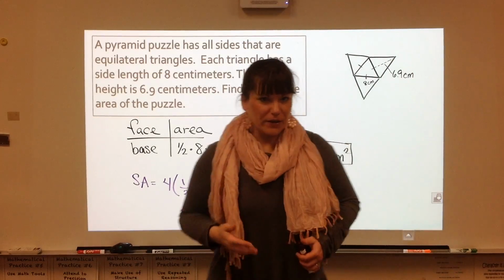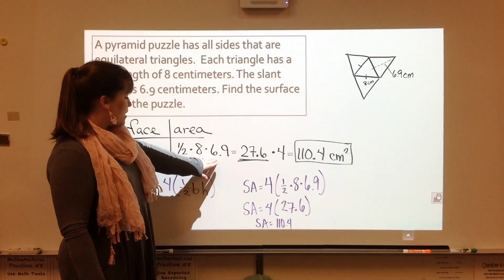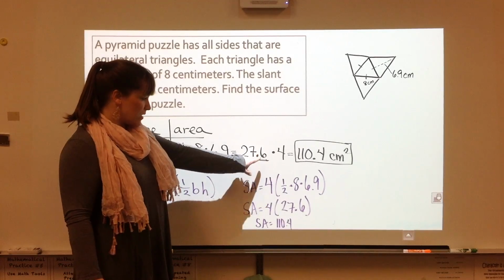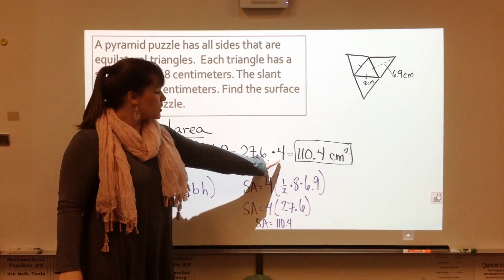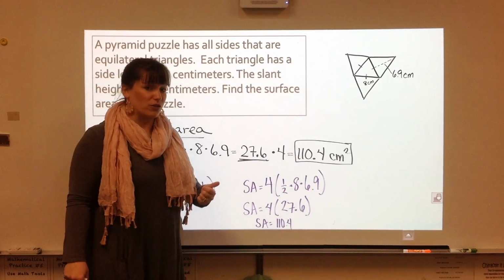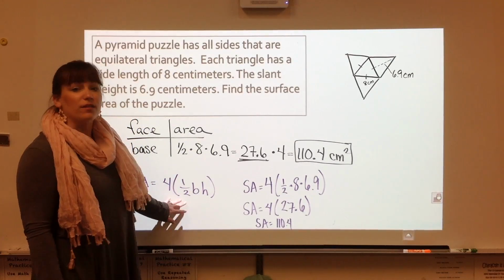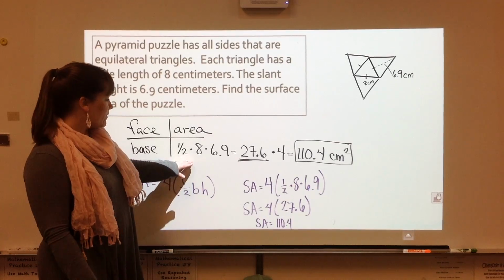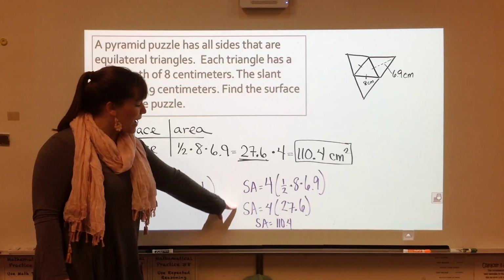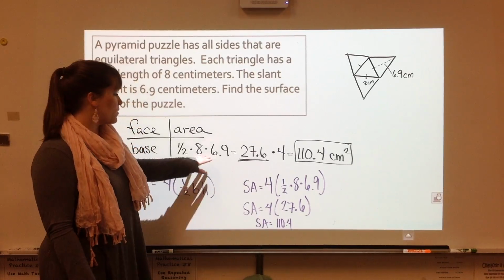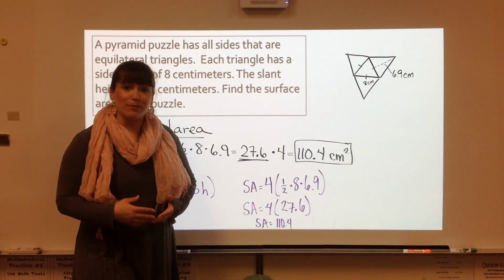My chart isn't a very long chart because the base is what I started with, 1/2 times 8 times 6.9. But then because this area is the same as the lateral faces, I just needed to multiply it by 4 to get my answer of 110.4 centimeters squared. My surface area formula in this case can work as well. You don't have to chart it out. You can just pluck and plop into this formula. You can see that the math ends up being exactly the same as what we were doing with our chart. Either way, you should have hopefully gotten 110 4/10 centimeters squared.